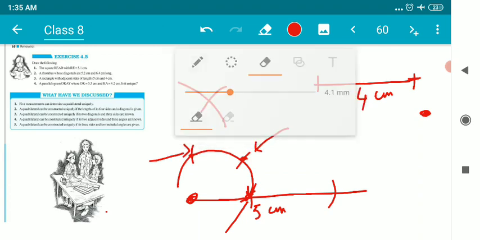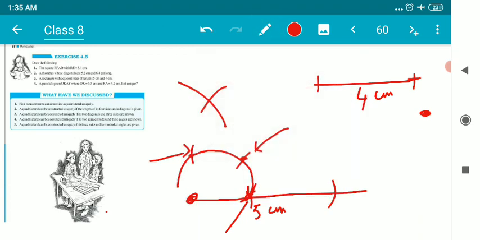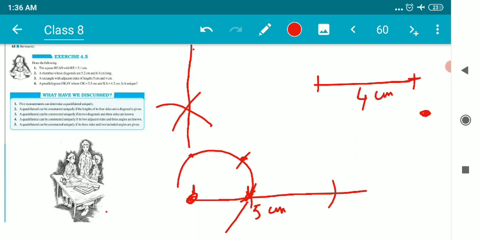Okay, children. So if I join them right now, with this point with this, it will form a rectangle. Just join them. I have drawn the 90 degree perpendicular over here.